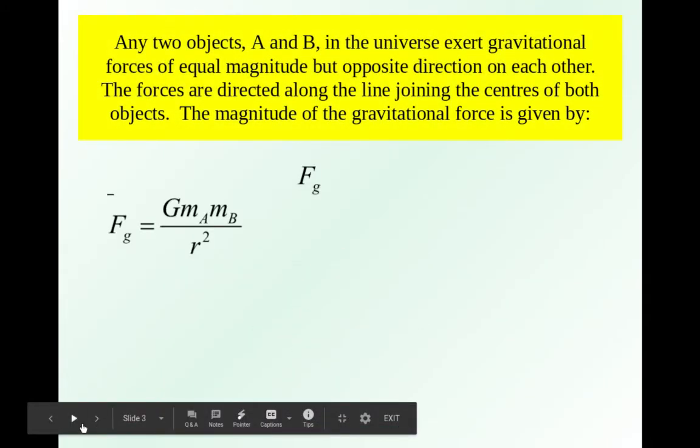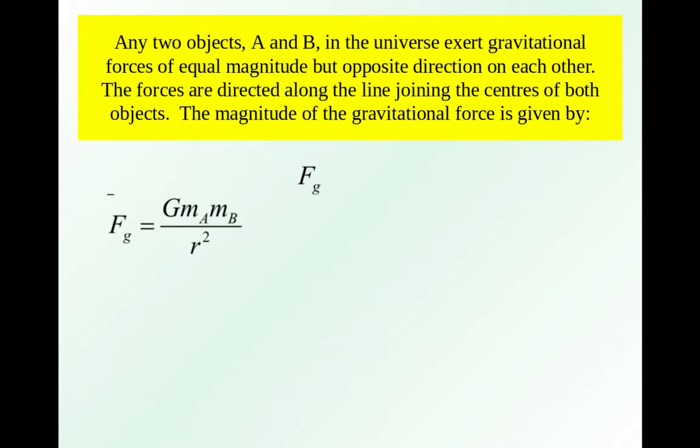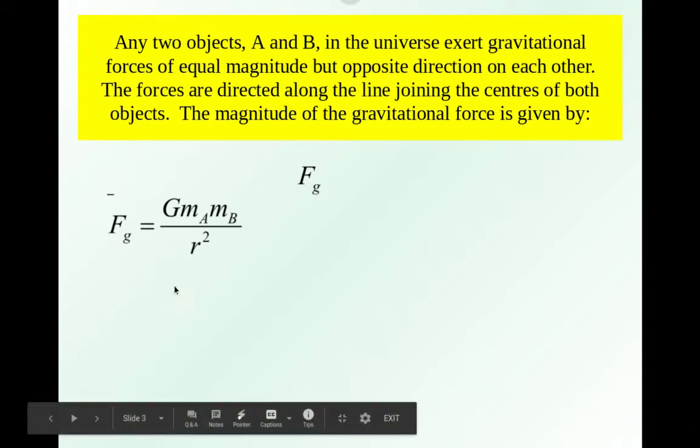And so Newton's law of universal gravitation is any two objects, A and B, in the universe exert gravitational forces of equal magnitude but opposite direction on each other. Okay, the forces are directed along the line joining the centers of both objects. The magnitude of the gravitational force is given by this formula here. So this is Newton's law of universal gravitation.